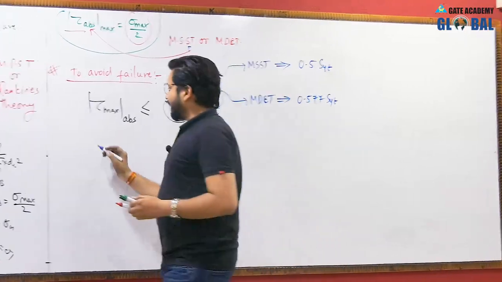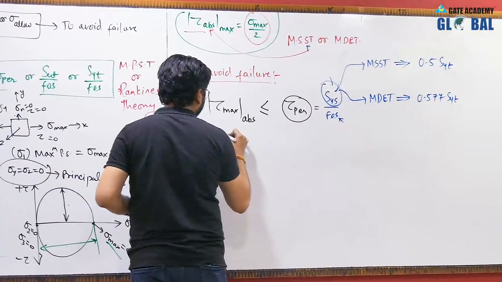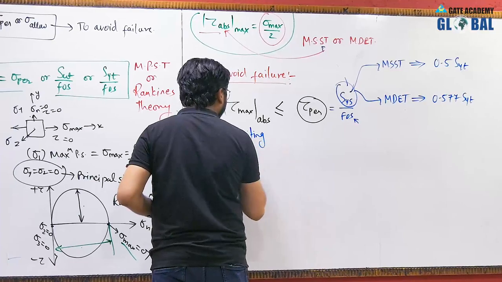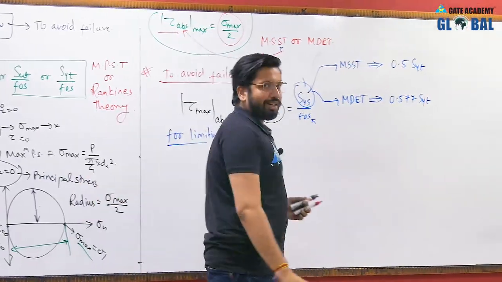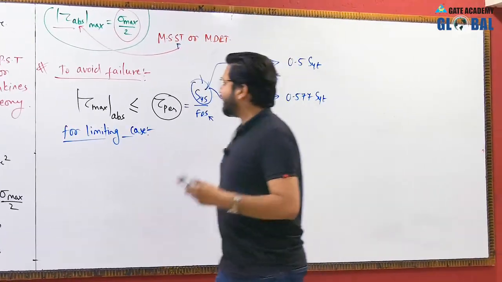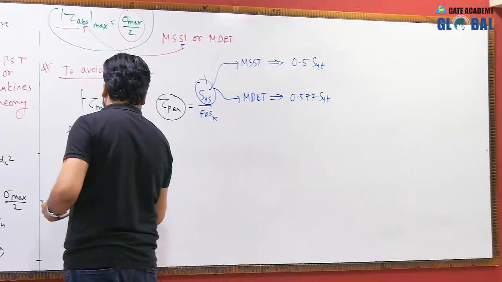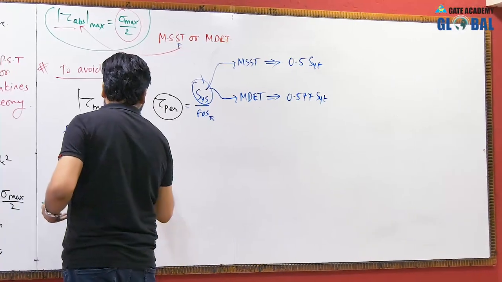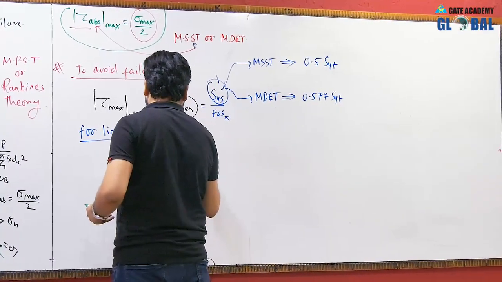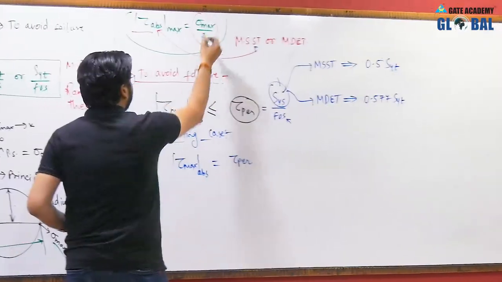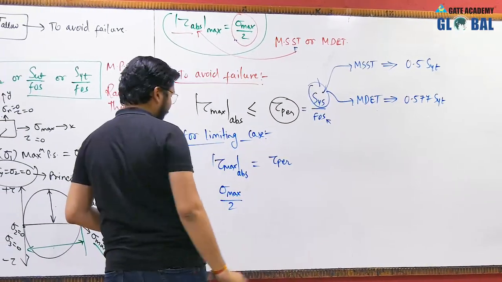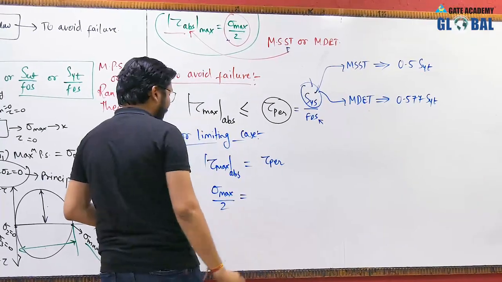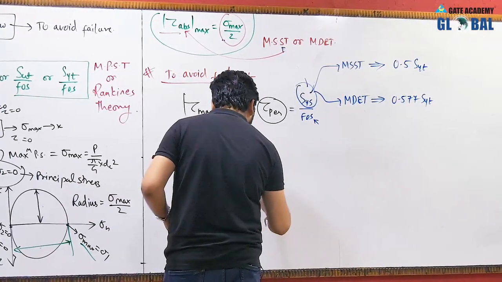For the limiting condition you will get the minimum dimensions of the bolt to avoid any shear failure. So this will be tau max absolute equal to tau permissible. Or from this equation you can write sigma max by 2 is equal to tau permissible.